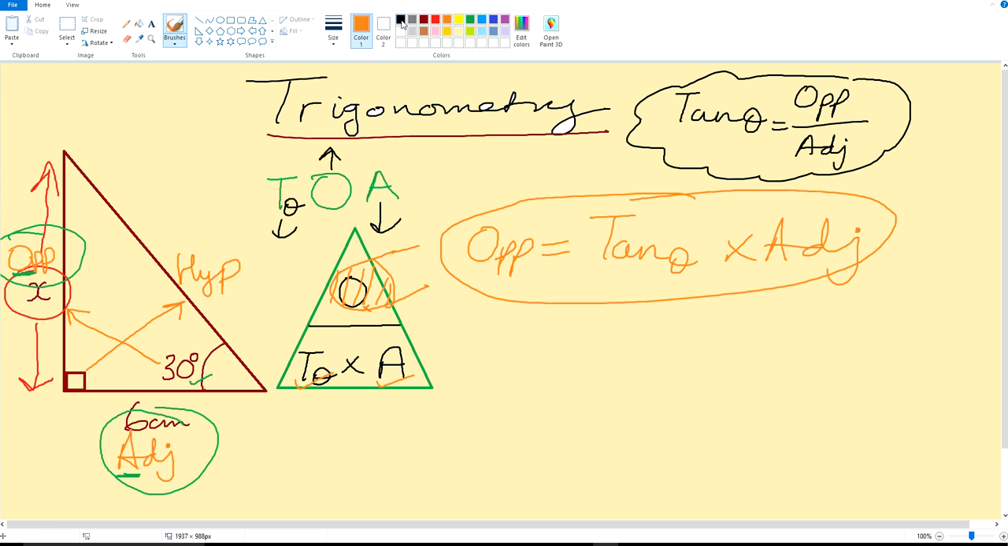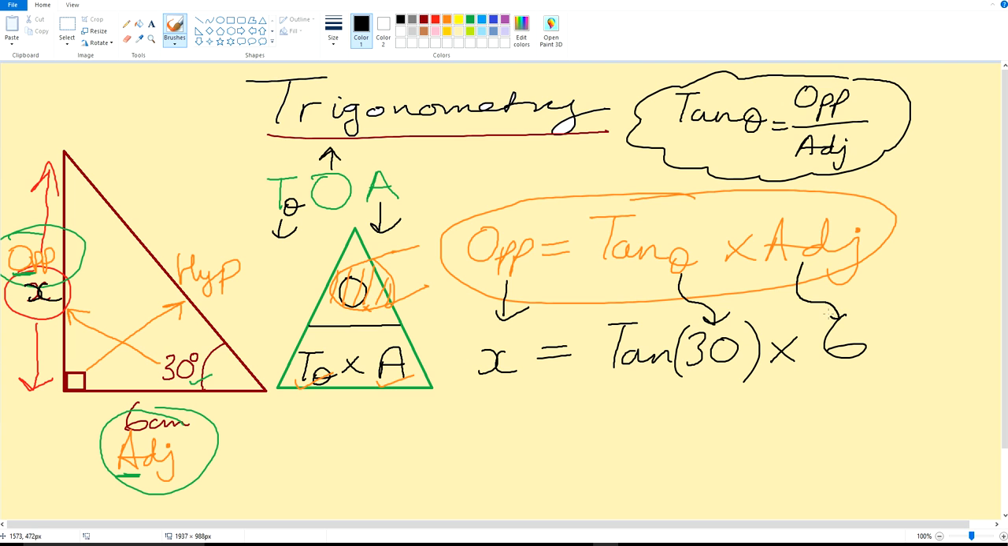So let's put our values in now. The opposite corresponds to our x value, what we want to work out. So x equals tan of my angle, which is 30. So tan of 30, and then we times that by our adjacent, which has a value of 6. We're substituting in the values.